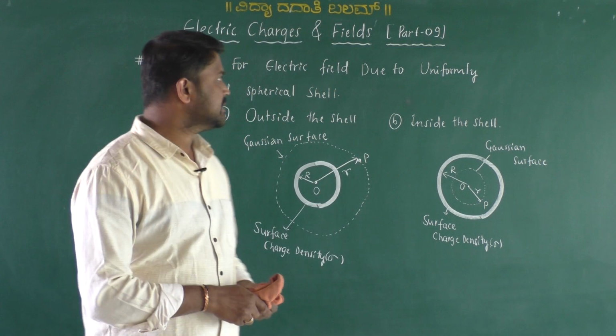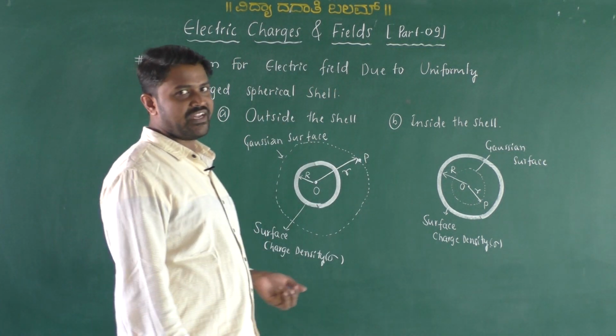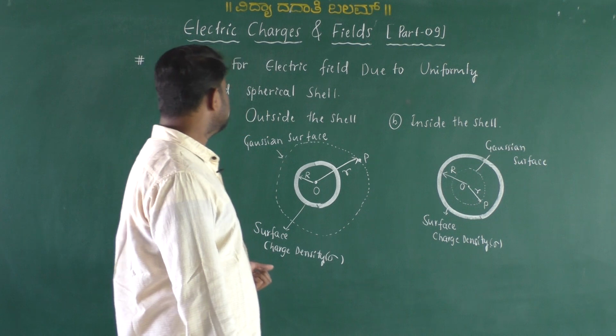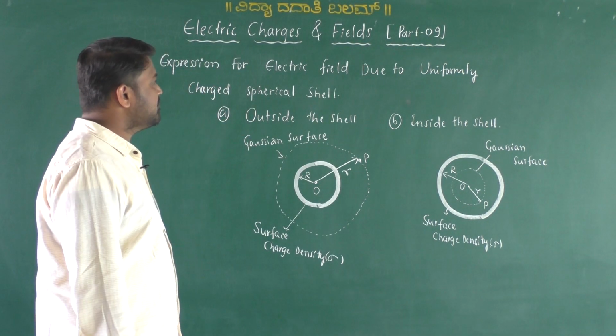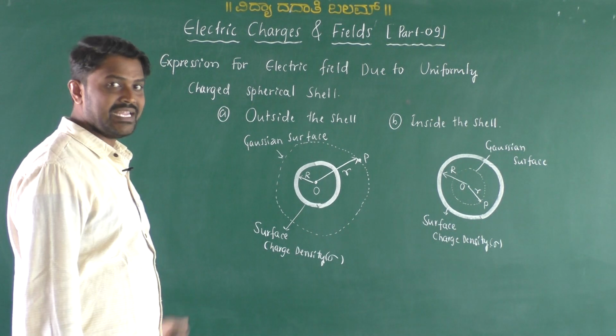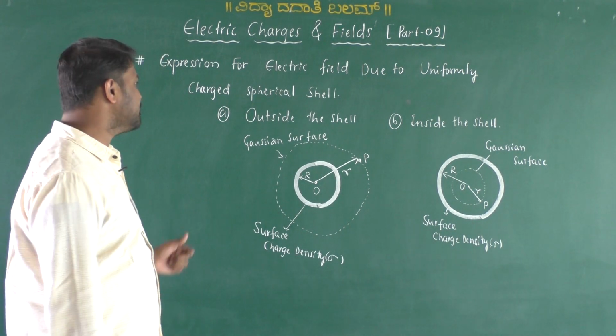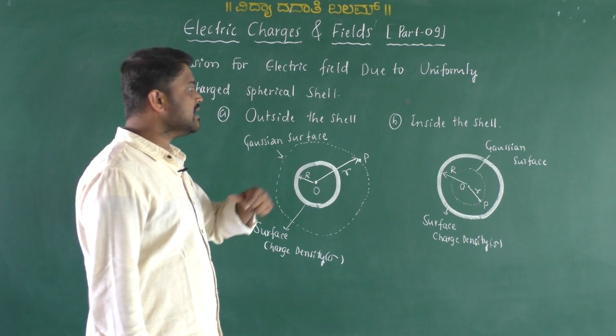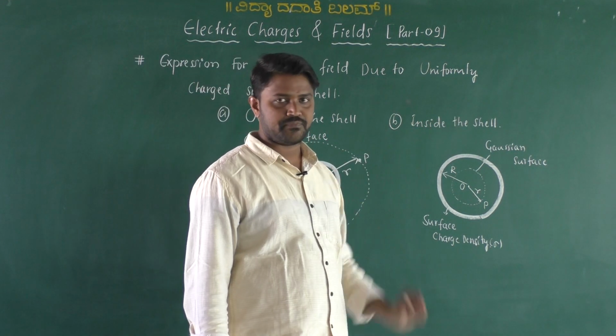In session 9, we are going to discuss the very final part of this chapter, that is to derive the expression for electric field due to a uniformly charged spherical shell. In that, how to get an equation for outside the shell as well as inside the shell.